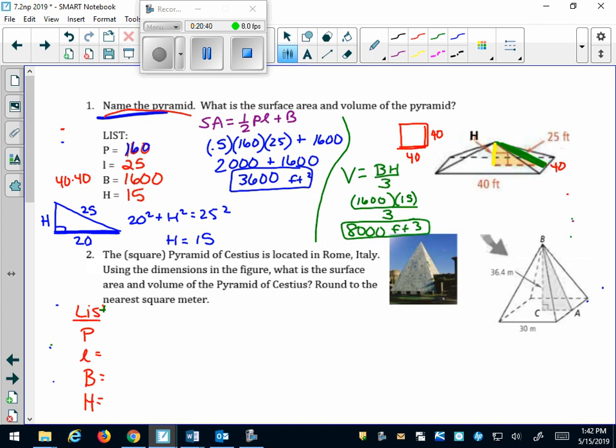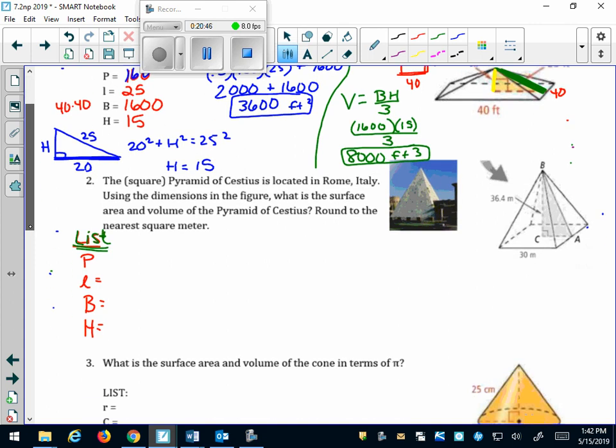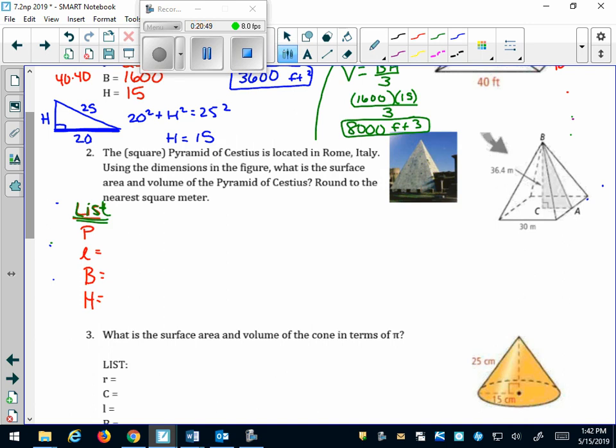Okay, so I'd like you to try number 2 on your own. Make your list. Same list as this one. They're both square pyramids. P, L, capital B, capital H. This is an actual pyramid in Rome, Italy. The dimensions are on the clearer diagram there. Find the surface area and volume. It says to round your answer to the nearest square meter, but be careful. I don't want you to round until the end. Everything in your list should be more exact than that, right? There should be decimals and stuff in your list. All right, give that a try.